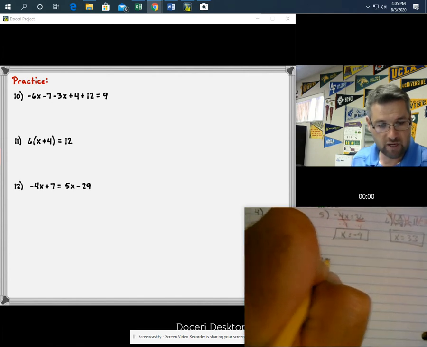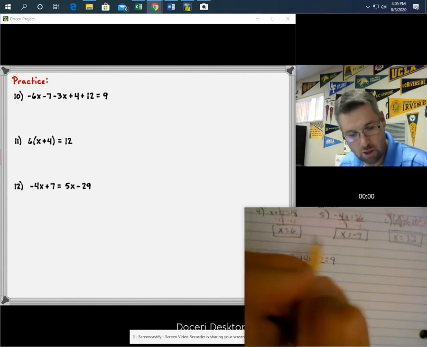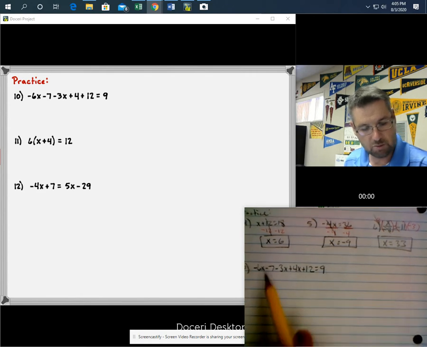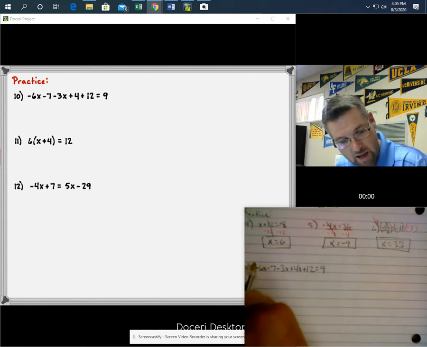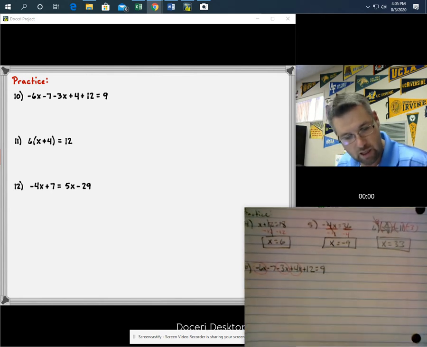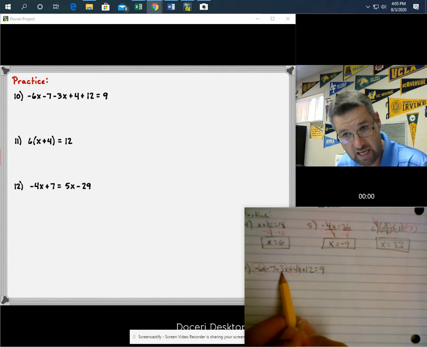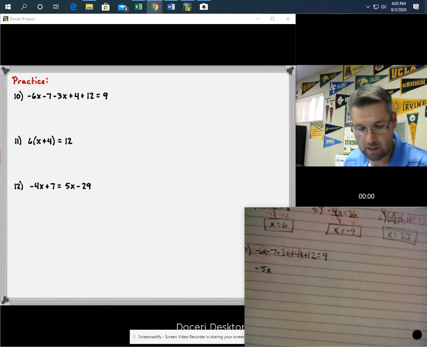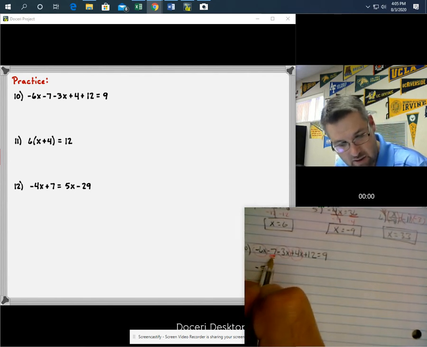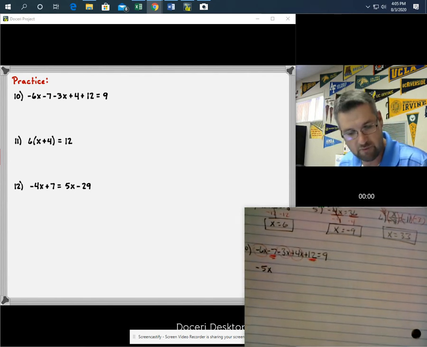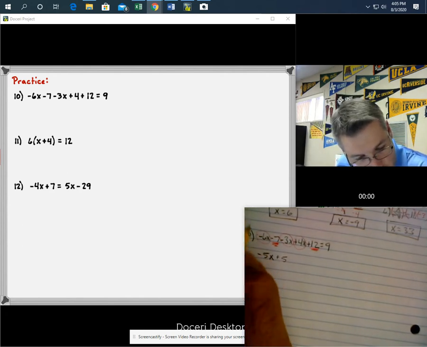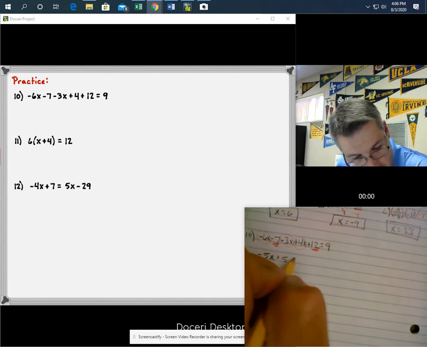All right, did you finish solving them on your own? Well, in this case, let's go ahead and go over it and see how you did. In this case, we have no distribution, but we do have combining like terms. We have this negative 6x, this negative 3x, and this 4x. Well, negative 6x minus 3x is negative 9x, plus 4x is negative 5x. Okay, and then we have the negative 7 and the positive 12. That turns into plus, what is that, plus 5? Do I have this right? Yes. Plus 5, and then equals 9.